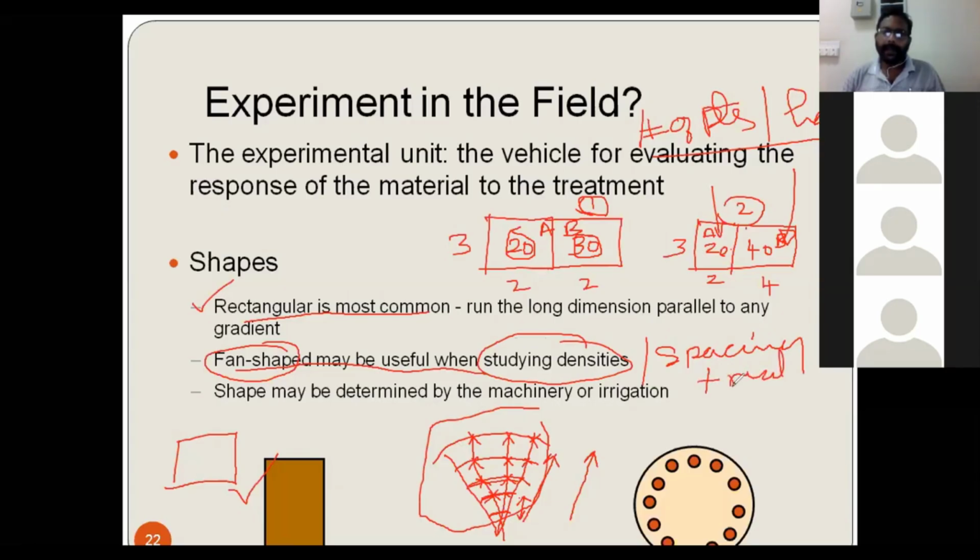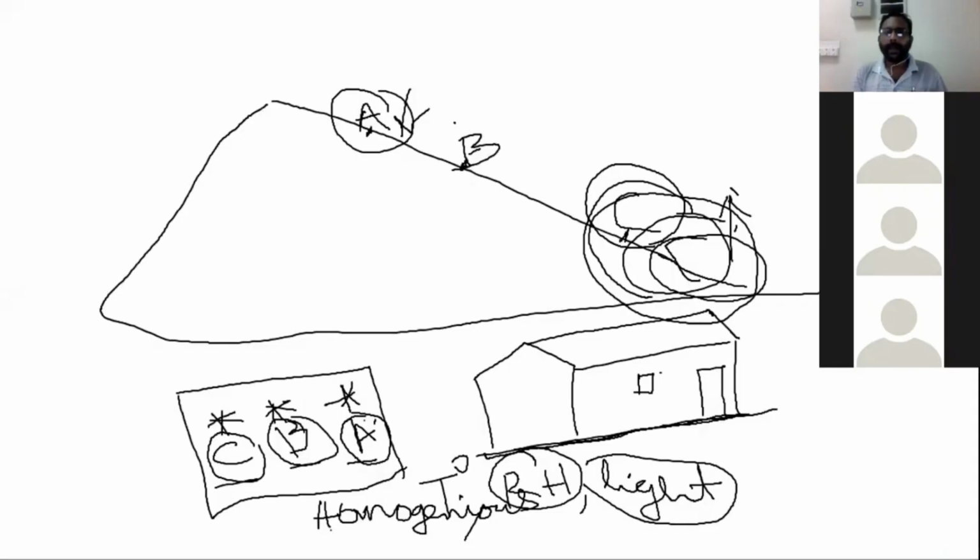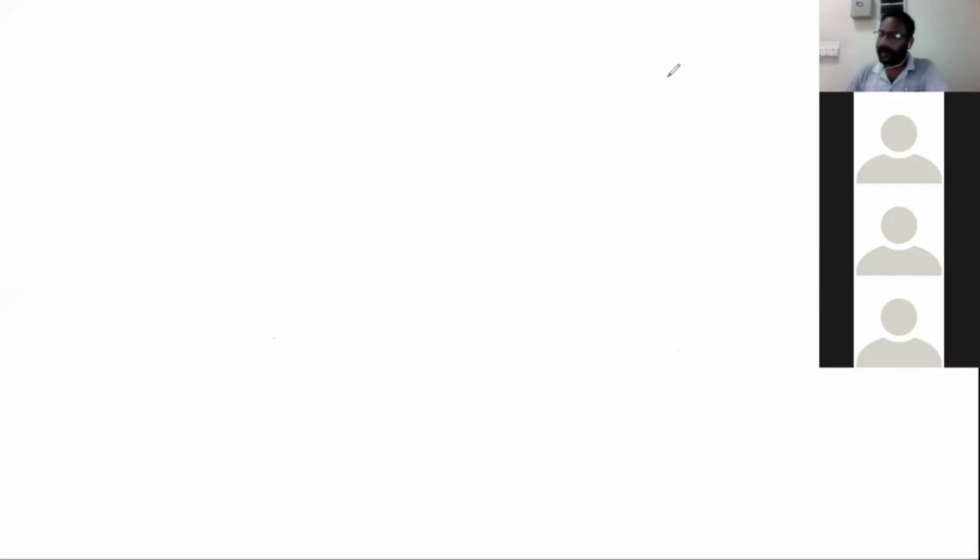What do you mean by spacing trial? Spacing trial. Density studies or spacing trial? I will use another. Spacing trial. What is spacing trial?